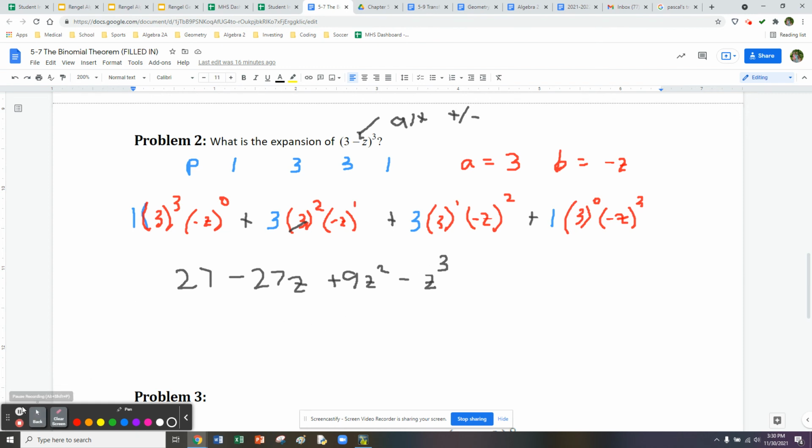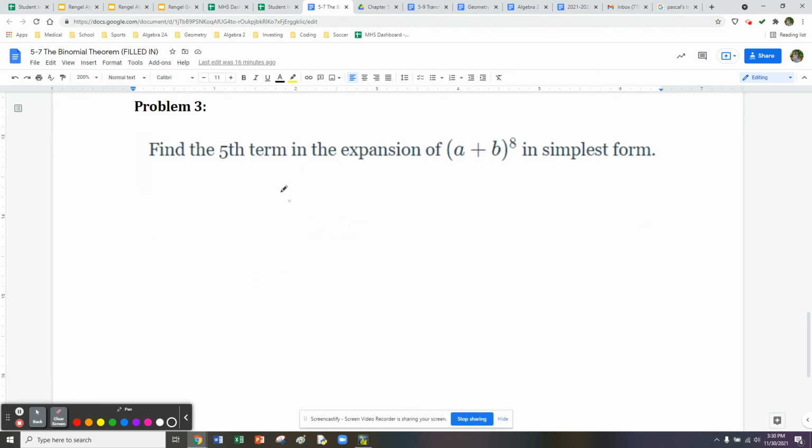This will relate more to our practice assignment. So lastly, we're going to look, what is the fifth term of the expansion a plus b to the eighth in simplest form? And that just means to multiply out anything that's possible. So we'll go to Pascal's triangle, we'll grab that eighth row, and then we'll also start to talk about how we can just find that fifth term.